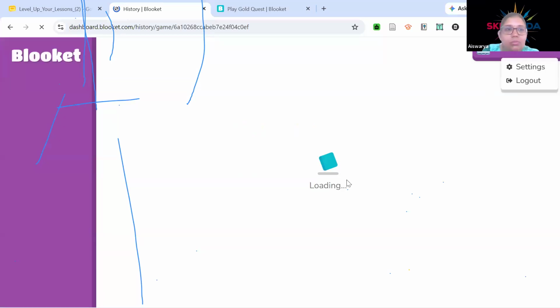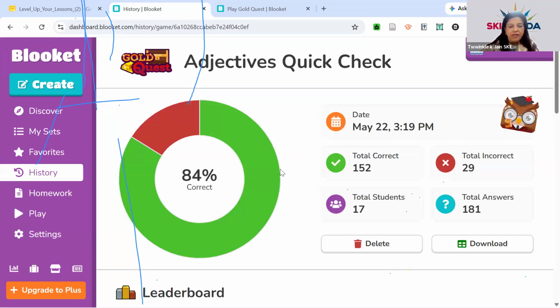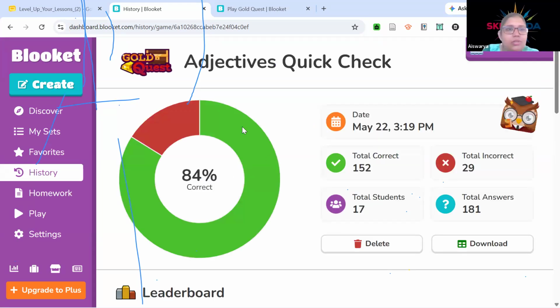Can you see this? Please stop scribbling on the PPT. Yeah, I could see a lot of scribbling here. Okay, please. See, can you see this?